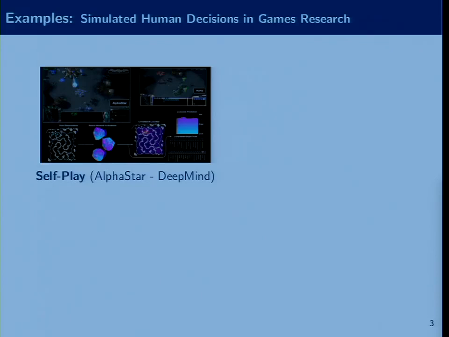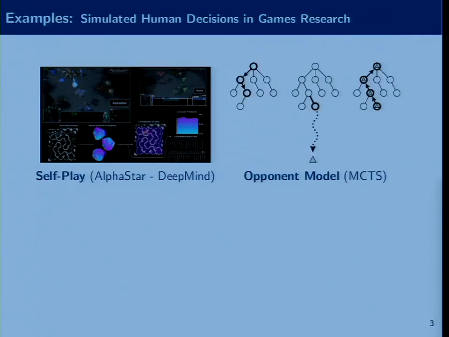Let me start off with a couple of examples of simulated human decisions in the games area. It's actually pretty common. We had self-play in the keynote and also in the previous talk, where your AI uses itself for training purposes. You're trying to improve your performance by playing against yourself, but you're actually trying to improve your performance against human players. A similar topic is opponent models in statistical forward planning, where you're trying to predict your opponent's movements, but they usually are an AI in training, but might be a human in practice.